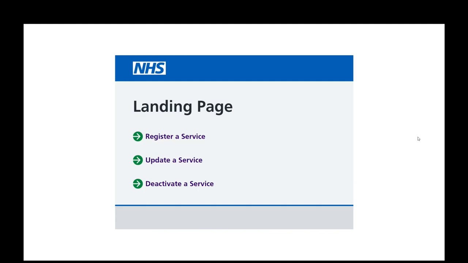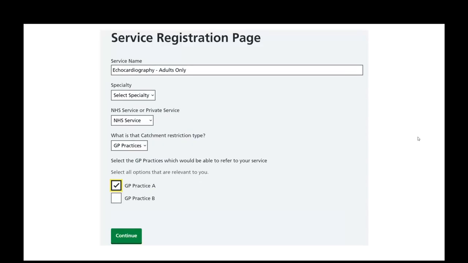It's so you can register or update the service, or you can deactivate one of the services, because obviously if you stop completing that task, or someone leaves your organisation, you want to deactivate the service. And then this is just the basic registration page where you name the service and you're linked to that organisation. Specify the specialty, and whether it's an NHS or private service, because one of the ideas we had was linking into vaccination services. Some of those are NHS, some of them may be private, and then we needed to look at how we restrict that.